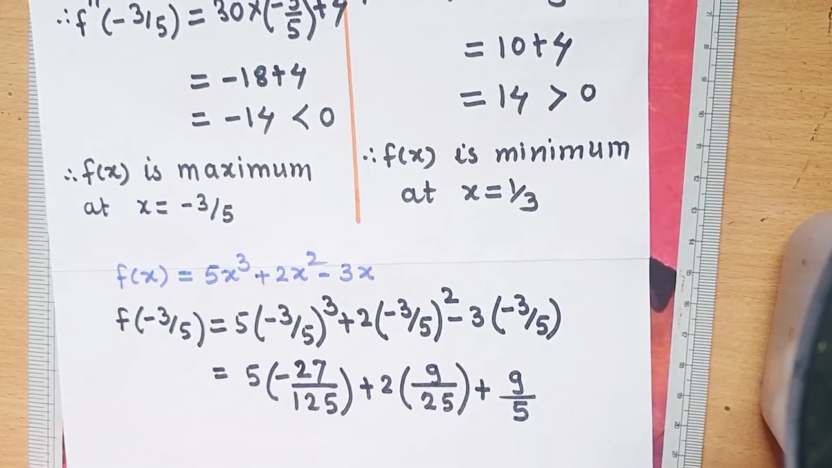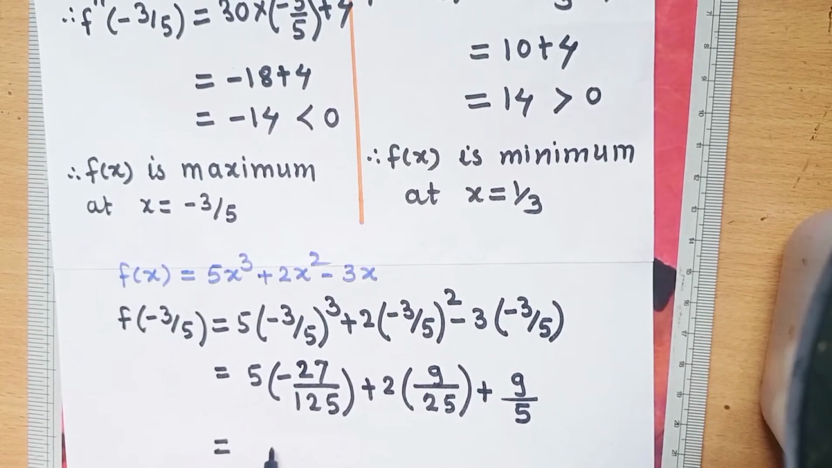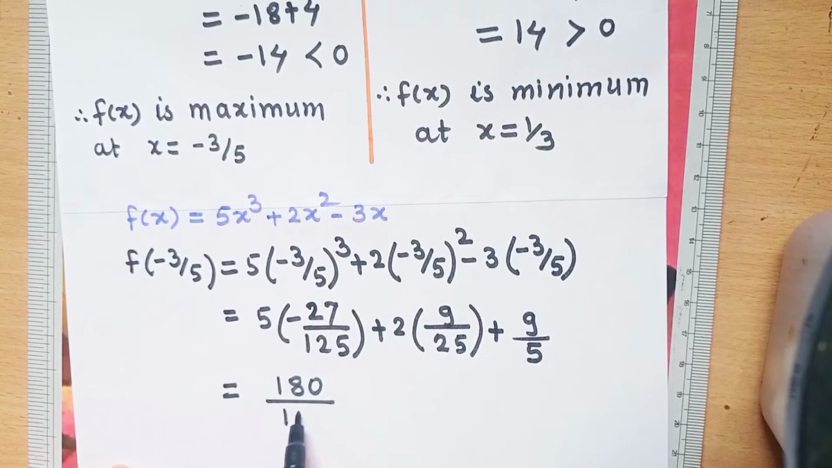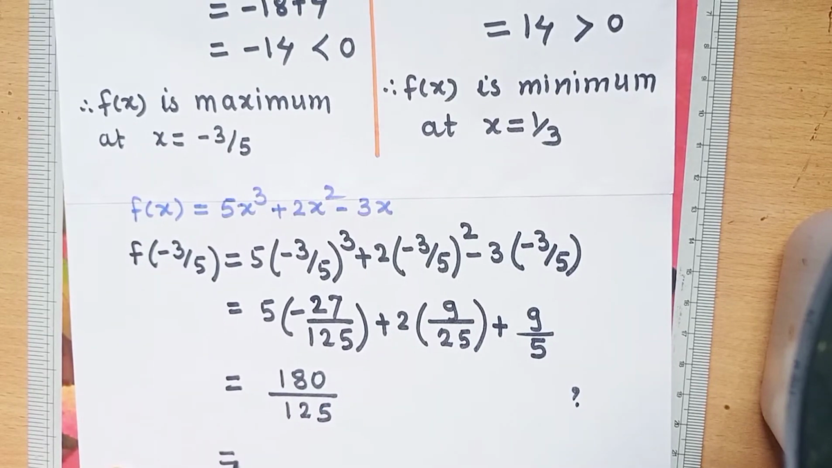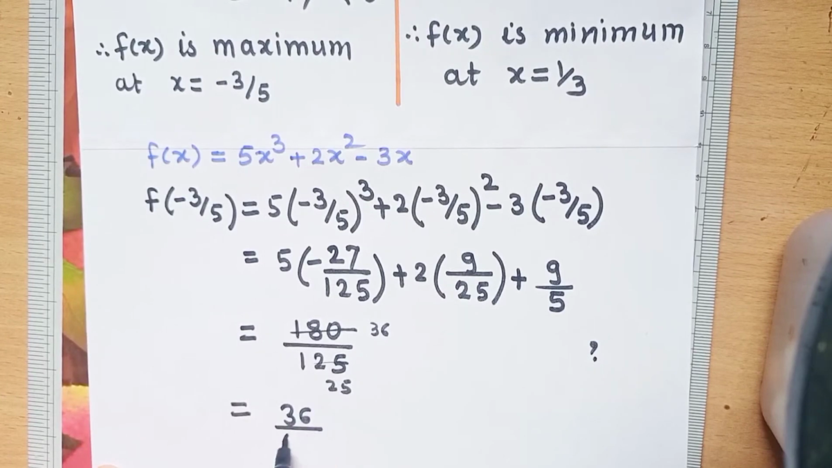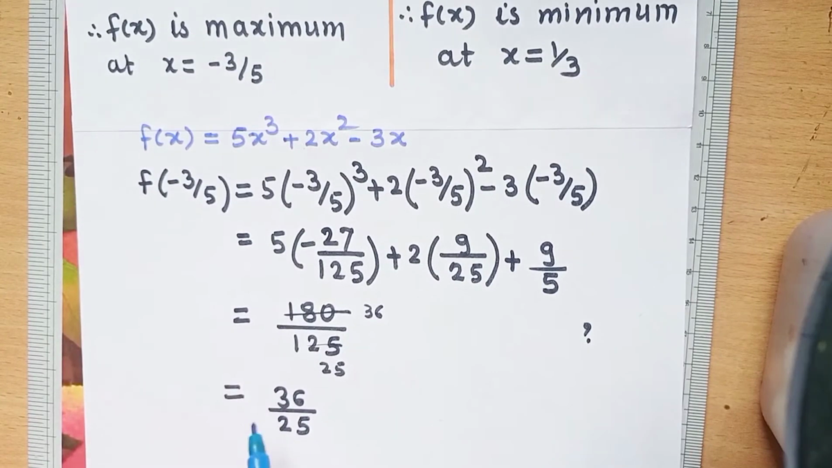So on simplifying this, we have 180 upon 125. You check this by yourself, and again 5 25s are, 5 3s are, 5 6s are. So the final answer is 36 upon 25. We will call this the local maximum.